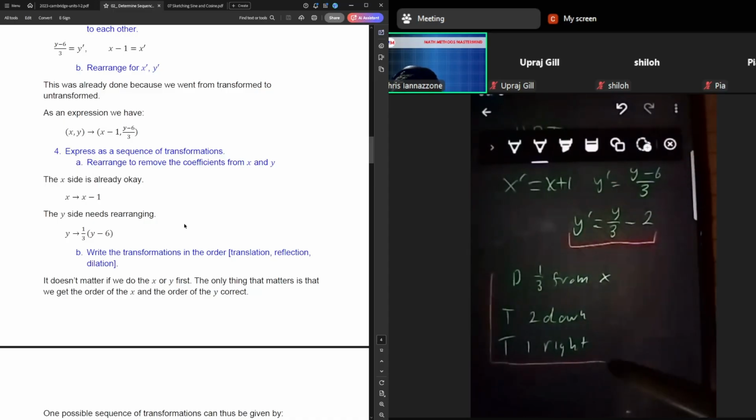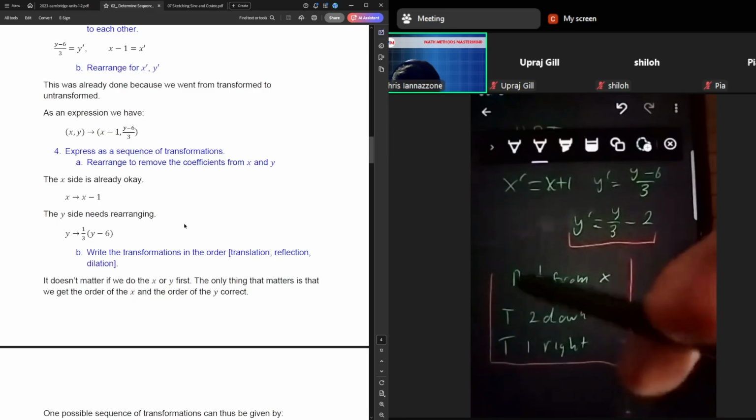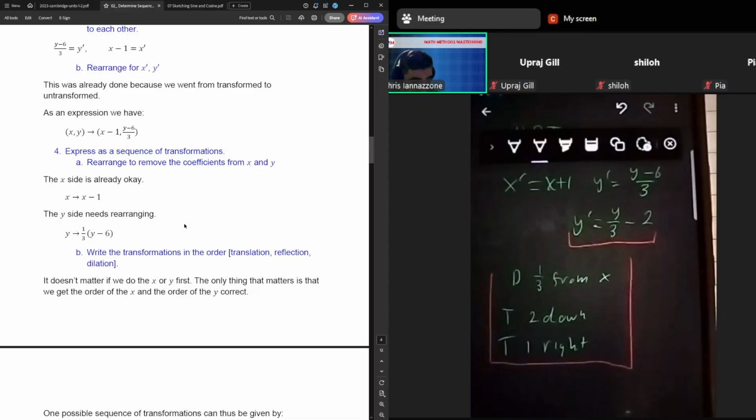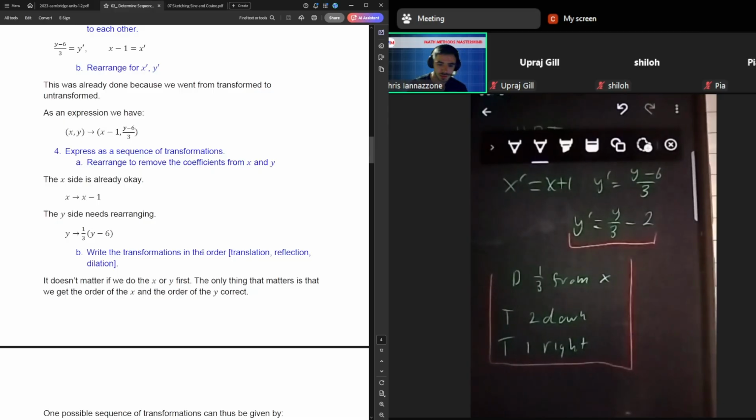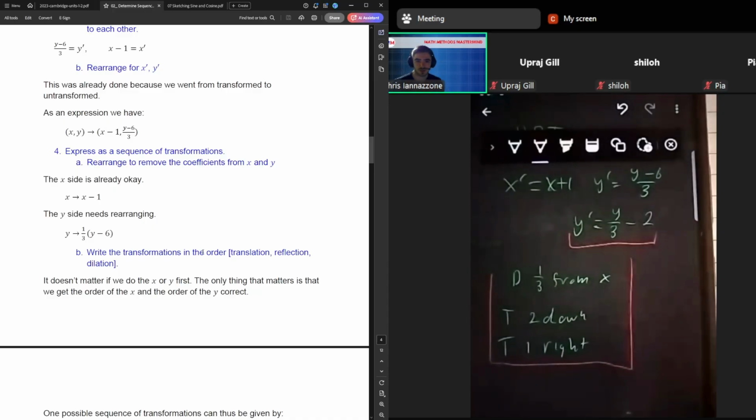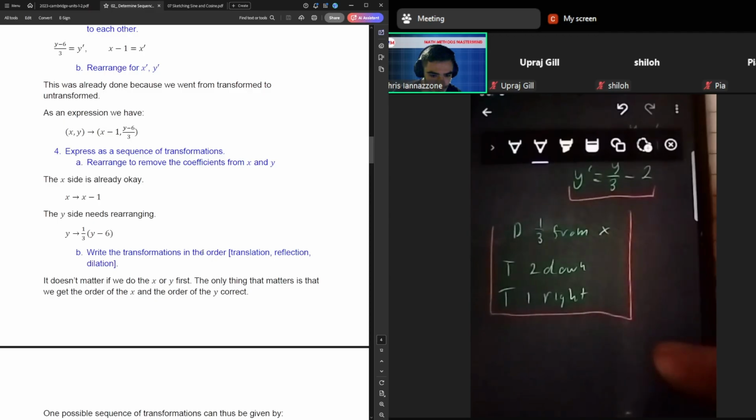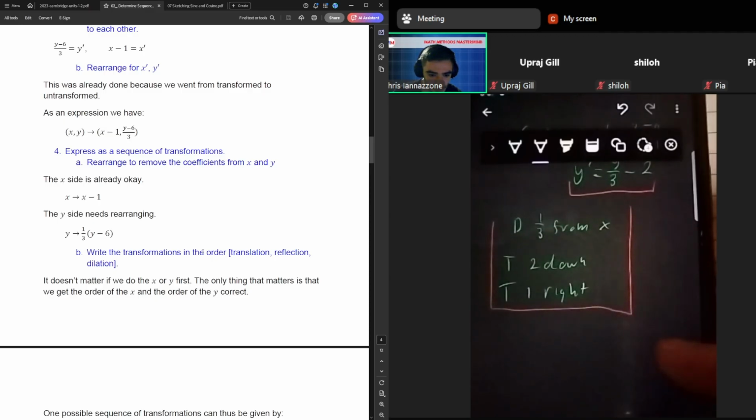As far as wording goes, you could probably get away with this. Maybe actually spell out translate and dilate. But if you wanted to be super specific, you would use the book wording, which would be dilate by a factor of a third from the x-axis, translate 2 units in the negative y direction, and translate 1 unit in the positive x direction. You can probably see why I didn't write all of that. So if you want to be really sure, bulletproof for your mark, by all means, do that whole thing. But while you're doing SACs, just ask your teacher which one your teacher would prefer or will accept.